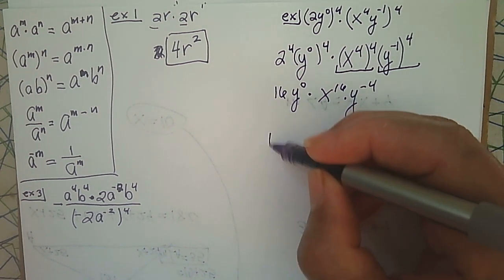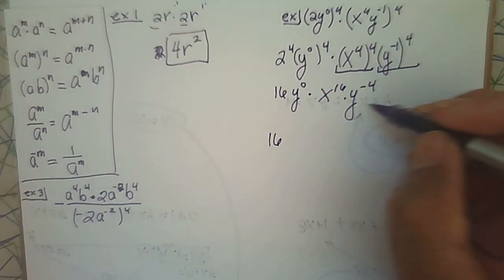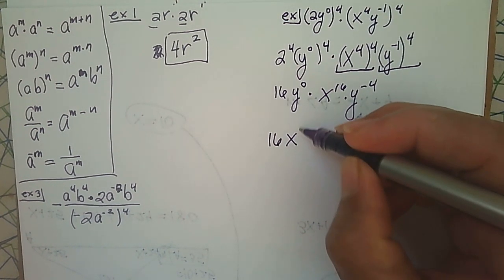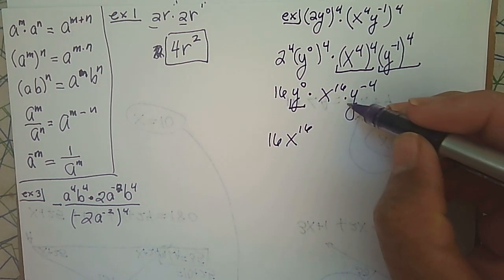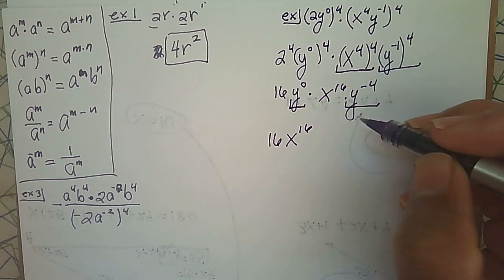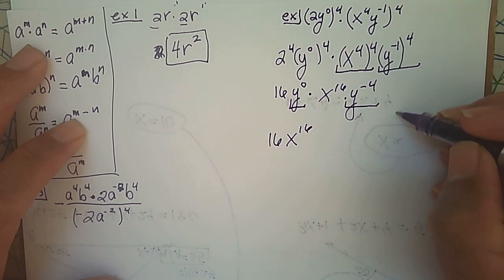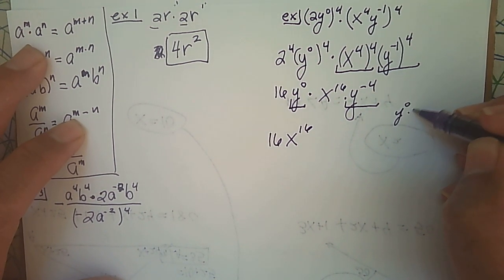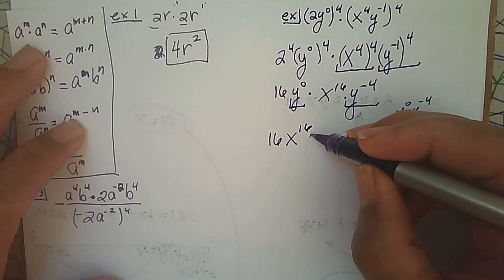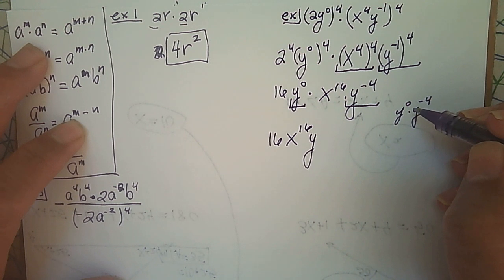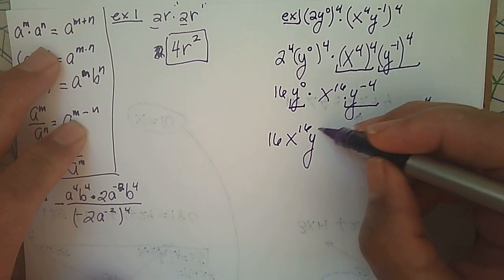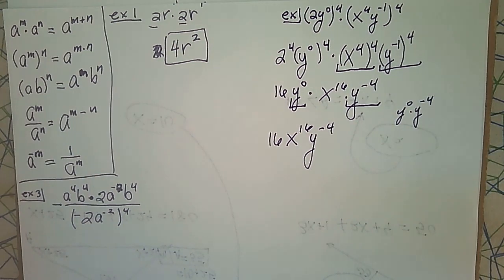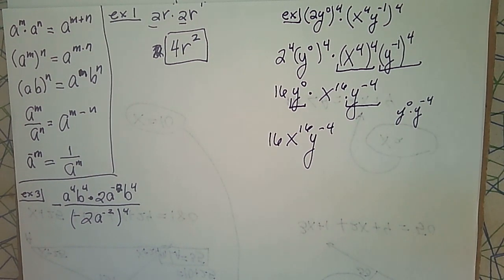Now what you have is 16. There's only one x, that'll be x to the 16th, will not change. Now the y is y to the 0 times y to the negative 4. That's this rule. Y to the 0 times y to the negative 4. The base will be the same, the base will be y, and the exponent should be added. 0 minus 4 will give you negative 4. And that's it, that's the answer.